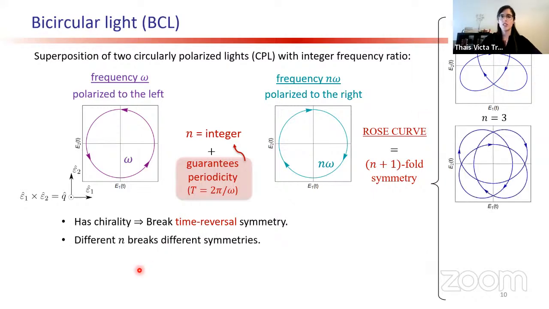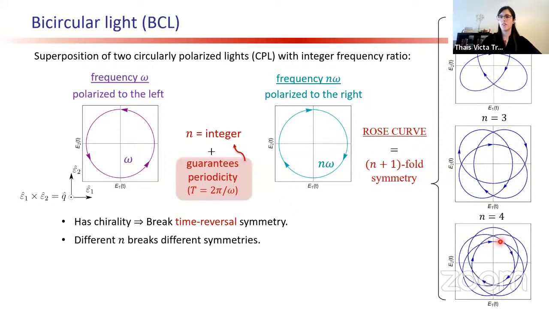We can choose different n, and by doing this, we change the shape of this rose. For example, if we choose n equals 3, we have a rose that is four-fold symmetric, like this. We can choose five-fold symmetric, and so on. So different n that we choose will give us different patterns, and as a consequence, this can break different crystal symmetries.